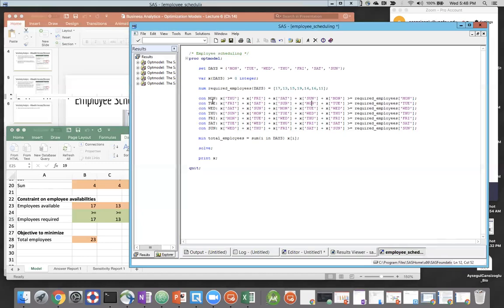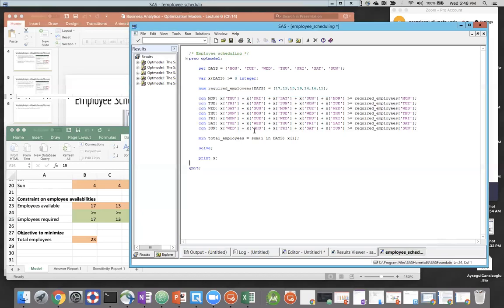For Tuesday, people starting on Thursday are not going to be available anymore, because they stop working. People who start on Thursday work on Thursday, Friday, Saturday, Sunday, and Monday. Monday is their last day. So as you can see, when we define the left-hand side of this constraint, we don't use Thursday anymore, because people starting on Thursday finish working at the end of Monday.